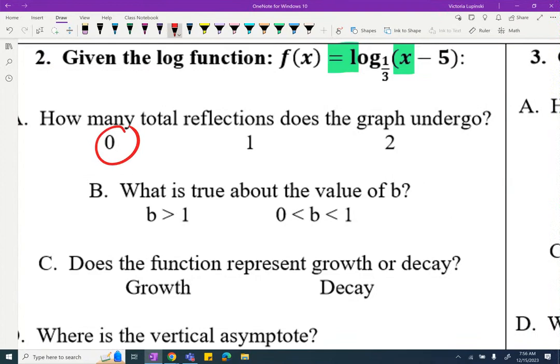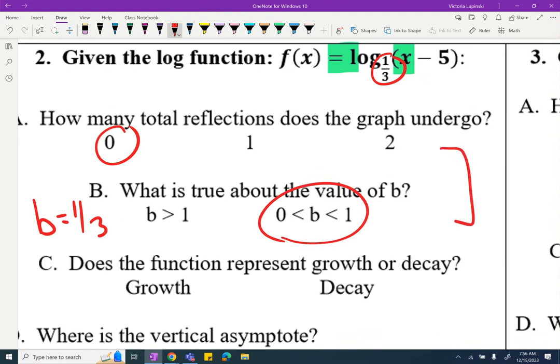What is the value of b? B is the base. The base is located here. So b is 1/3. Is that greater than 1 or between 0 and 1? In order to answer part C, compare your answers to part A and part B. If B is between 0 and 1, that implies that it's decay. If there are no reflections, does it stay decay or does it change? It stays decay.